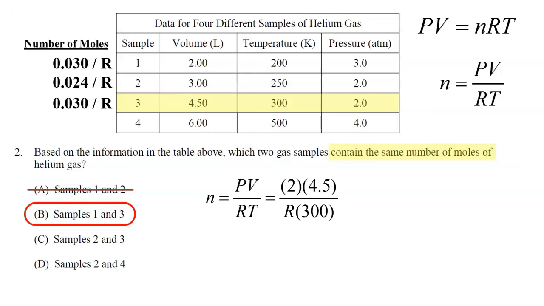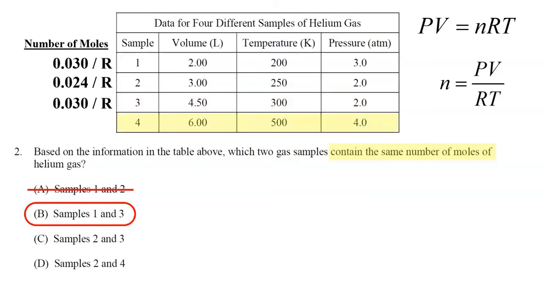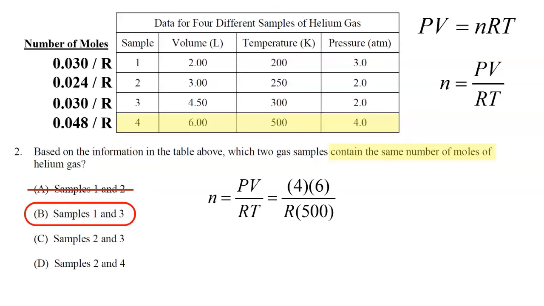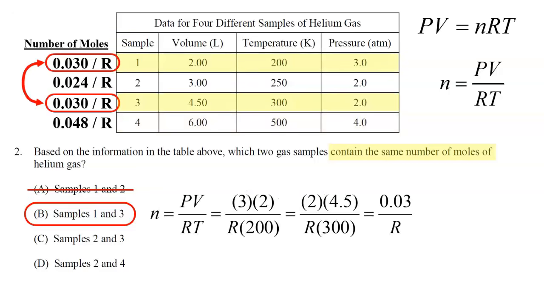But just to make sure, I'll go ahead and process the data for sample 4. So pressure times volume would be 4 times 6, and then divided by RT, where the temperature is 500 kelvins, and on my calculator, 4 times 6 is 24, and 24 divided by 500 gives me a value of 0.048. So now take a look at those expressions that I've just calculated for the ratio PV over RT. Again, the correct answer to question 2 is choice B, because when I plug in the numbers from the table for that expression for the number of moles, PV over RT, samples 1 and 3 give me identical mathematical expressions.